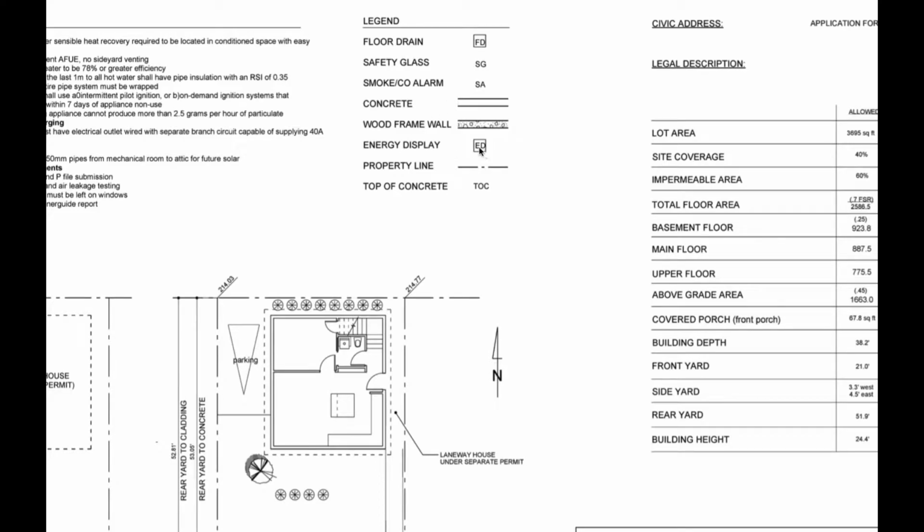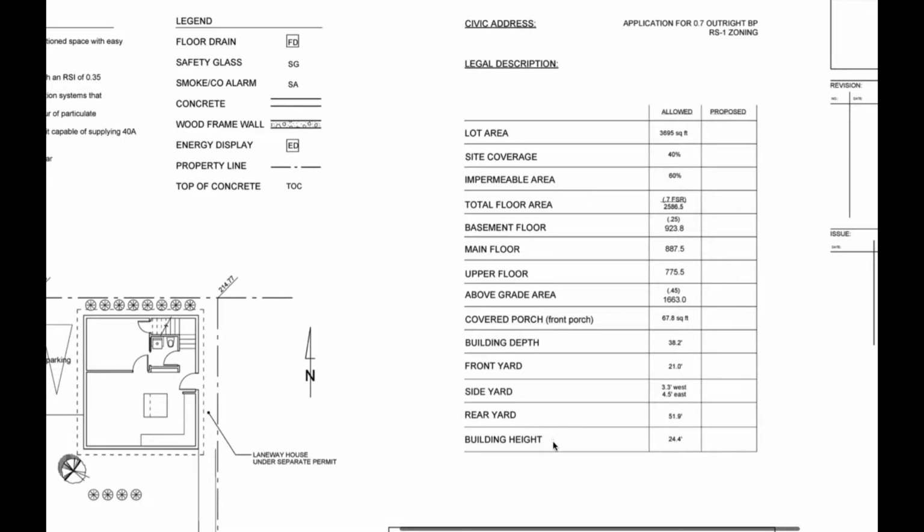There's going to be an energy display somewhere in the house, and this dotted line, a long dash, a small dot, and a long dash, that's the property line. It's important. There's a lot of dots and dashes that you'll come across. Some of them are beams, some of them are load-bearing areas, and this one is a property line. So it's important to pay attention to what the exact dot and dash sequence is. And TOC, top of concrete.